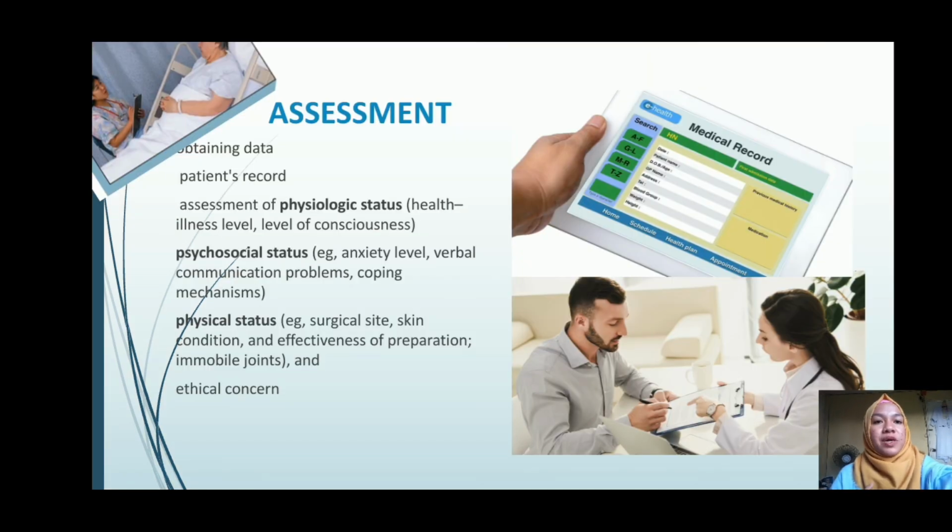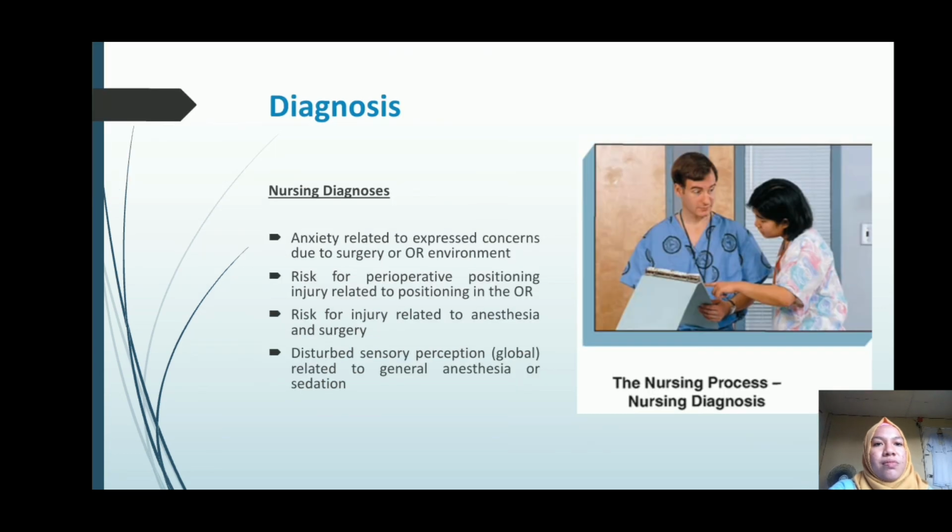The first nursing process step is the assessment. You need to assess by obtaining data from the patient record, checking if there's something in the record of the patient, and psychological status like health, illness, level of consciousness, and psychosocial status like anxiety level, verbal communication problems, coping mechanism, and physical status. You need to assess that, like surgical site, skin condition, effectiveness of preparation, and immobile joint.